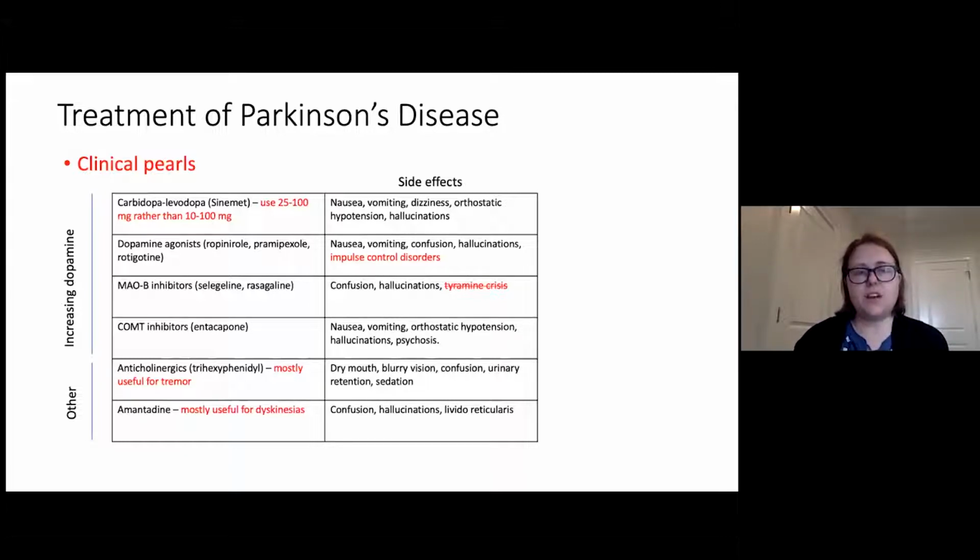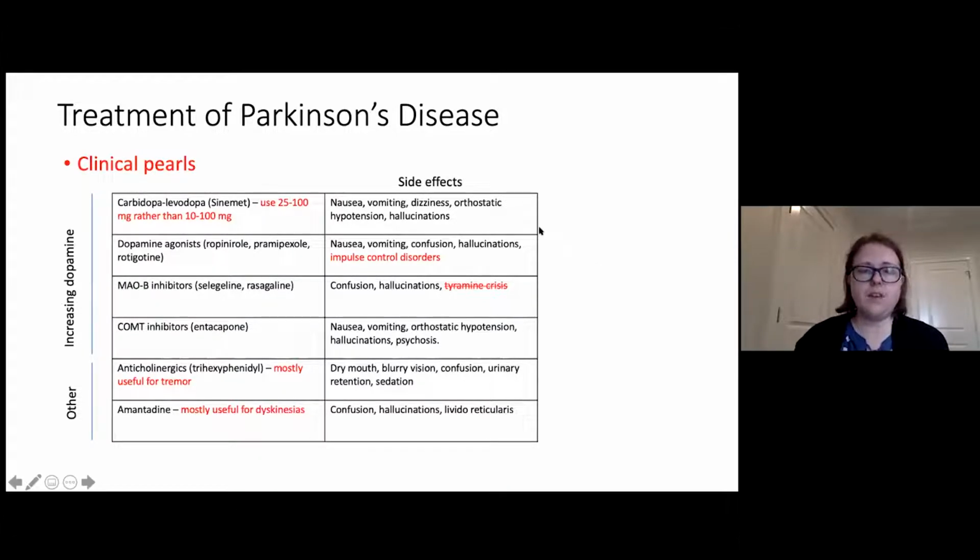And the role of carbidopa is to block the peripheral conversion of levodopa to dopamine, which causes a lot of the side effects of this medicine. So nausea, vomiting, dizziness, etc. And so, for the most part, you want more carbidopa to make sure that medicine is getting to the brain and not being converted in the periphery.